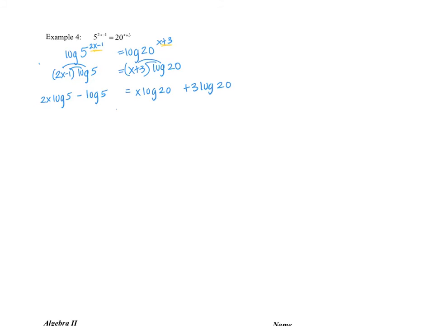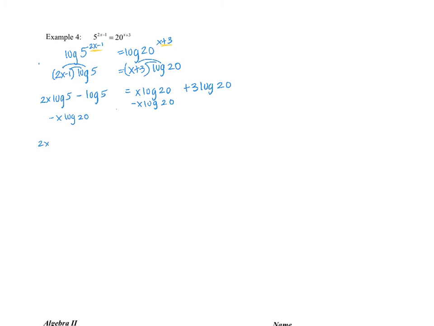Again, our goal is to solve for x, but we have an x over here and an x over here. So we want to move all of our terms with x to one side of the equation and all of the terms that don't contain x to the other side. I'm going to move all the terms with an x to the left and all of the terms that don't have an x to the right-hand side. So I'm going to subtract x log 20 and move that to the left side of my equation.